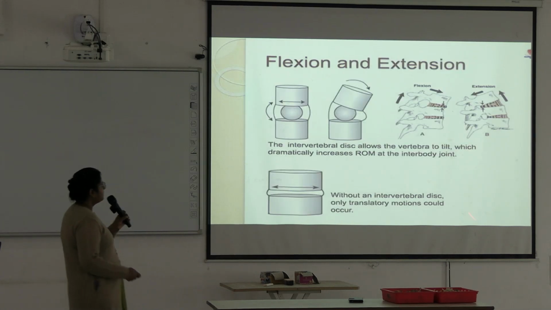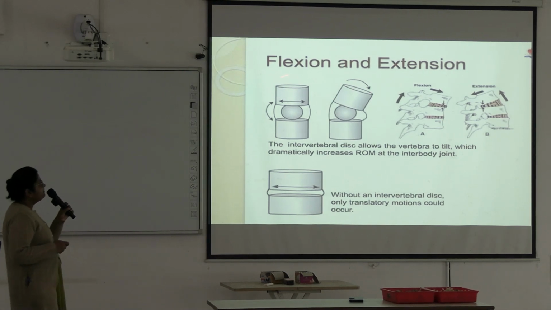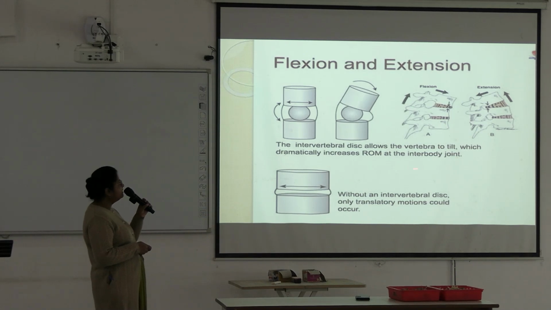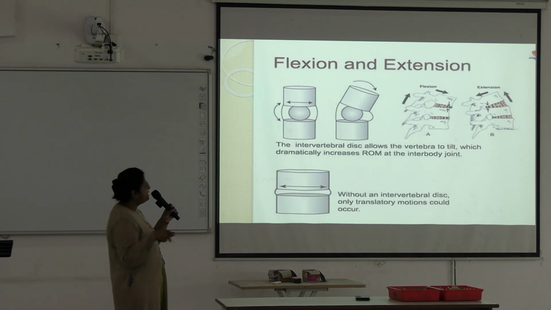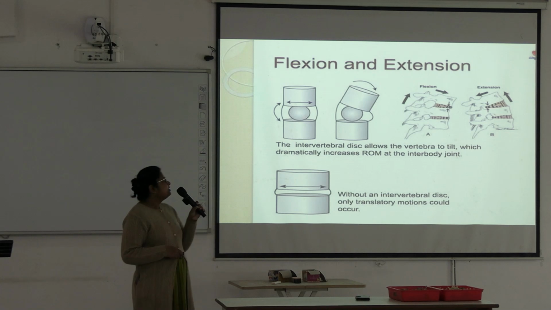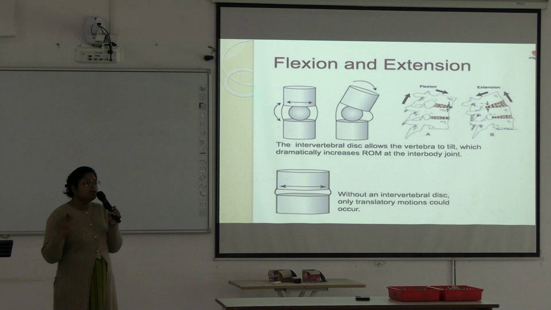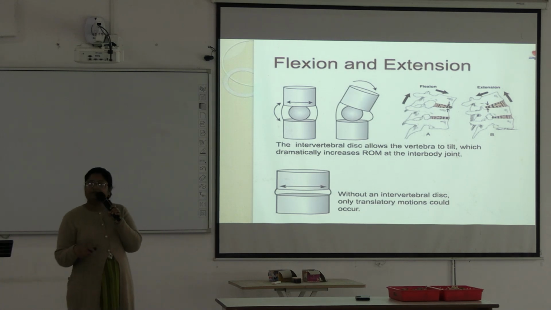Next, these are the movements allowed. Okay, so flexion and extension. The intervertebral disc allows the vertebra to tilt, which dramatically increases the range of motion at the interbody joint. So this is flexion, this is the normal condition, and posterior bending is the extension. Flexion and extension are allowed. Without an intervertebral disc, only translatory motions could occur. That means gliding movement side to side only. So for proper flexion and extension of the vertebral column, we need proper functioning of the intervertebral disc.